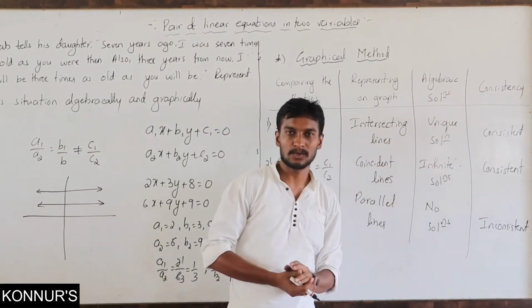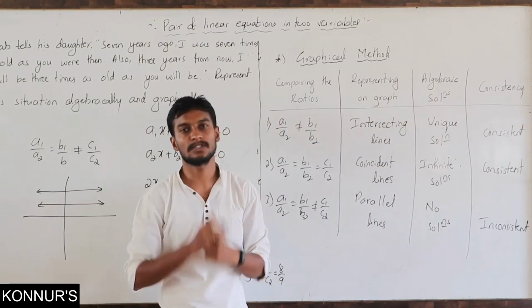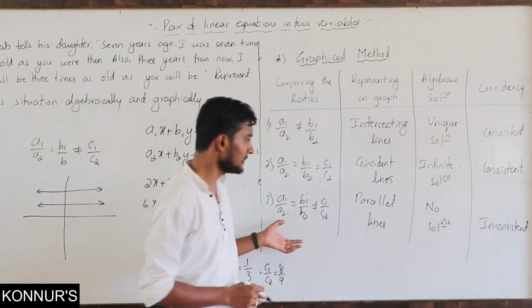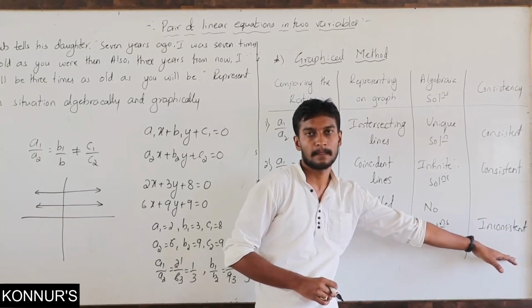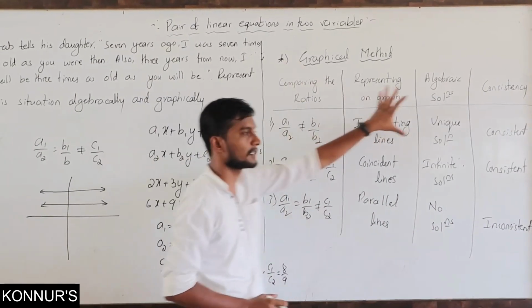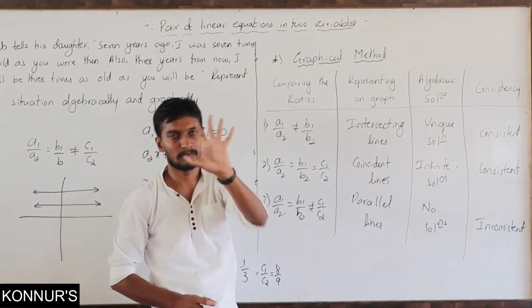And already I have told you that if there is a solution, it is called a consistent pair. If there are no solutions, it is an inconsistent pair. In the third condition, the consistency is what? Inconsistent pair. Students, you should just prepare this table. If you prepare this table, definitely you are getting 2 marks.